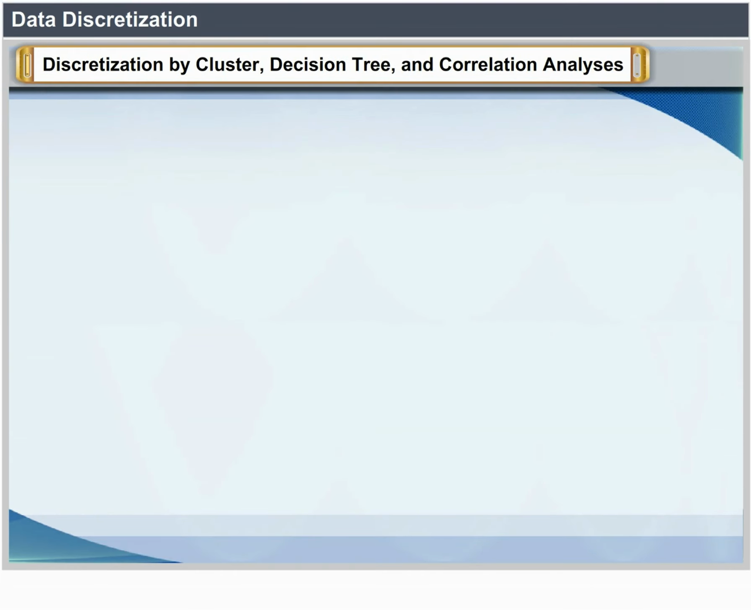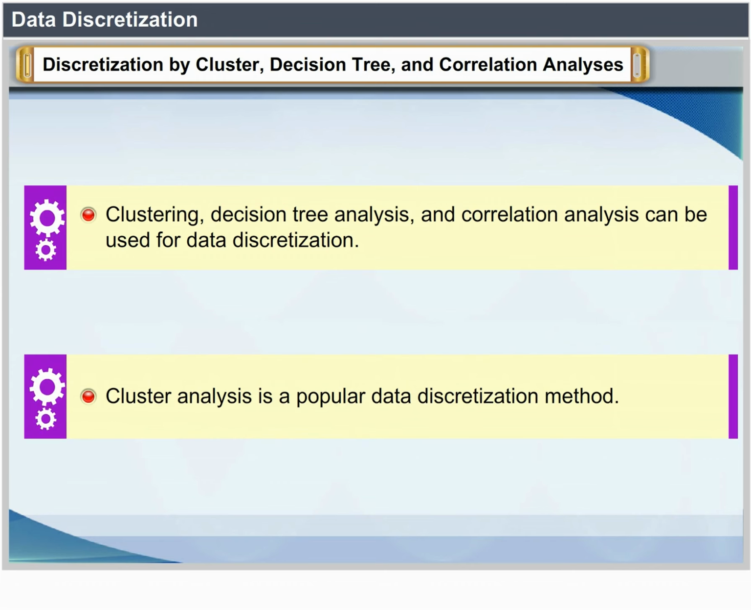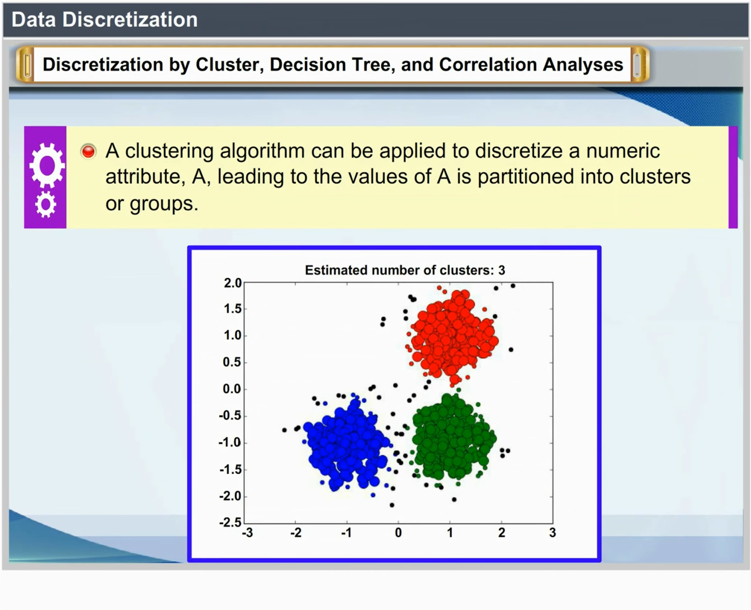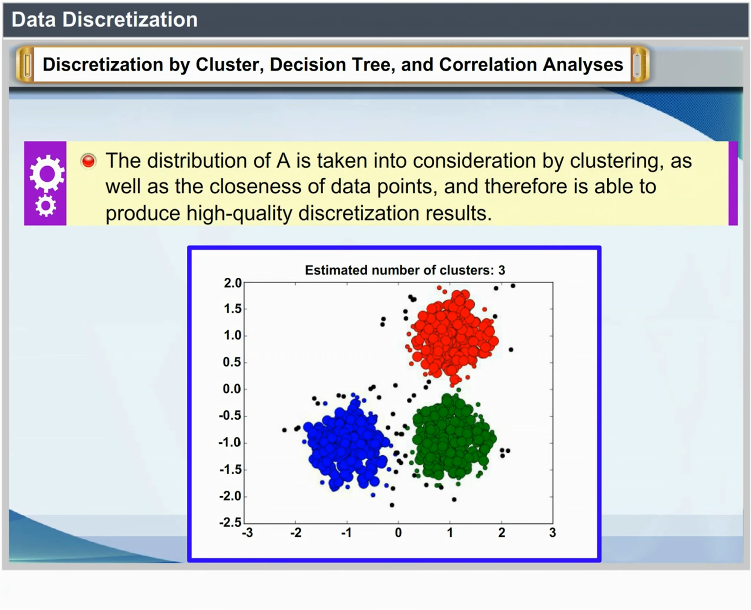Discretization by cluster, decision tree, and correlation analyses. Clustering, decision tree analysis, and correlation analysis can be used for data discretization. Cluster analysis is a popular data discretization method. A clustering algorithm can be applied to discretize a numeric attribute A by partitioning the values of A into clusters or groups. Clustering takes the distribution of A into consideration as well as the closeness of data points, and therefore is able to produce high-quality discretization results.